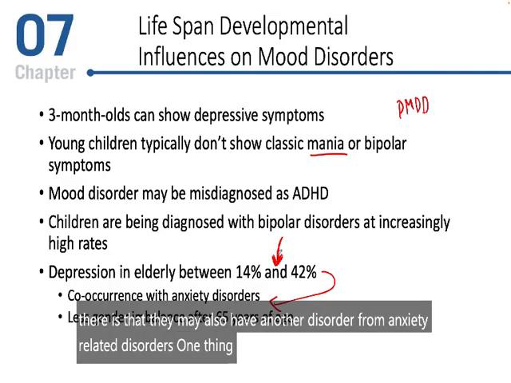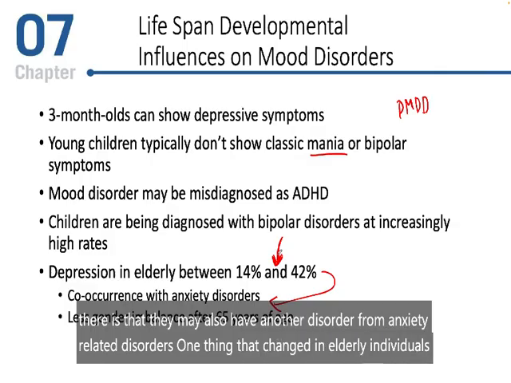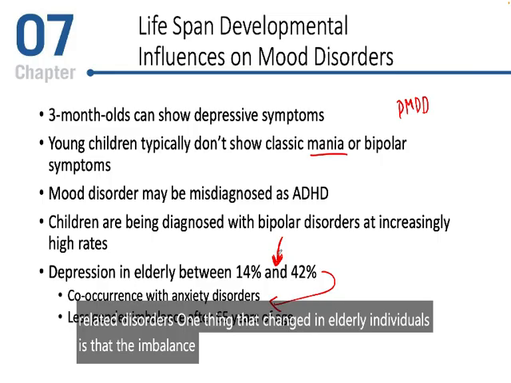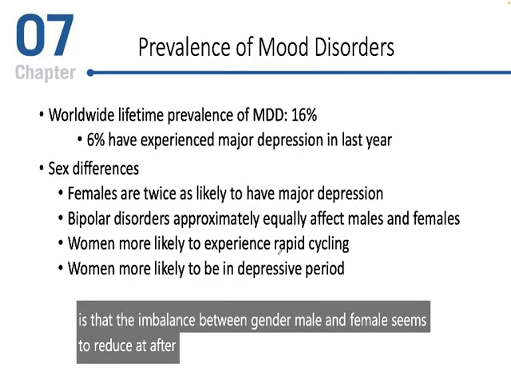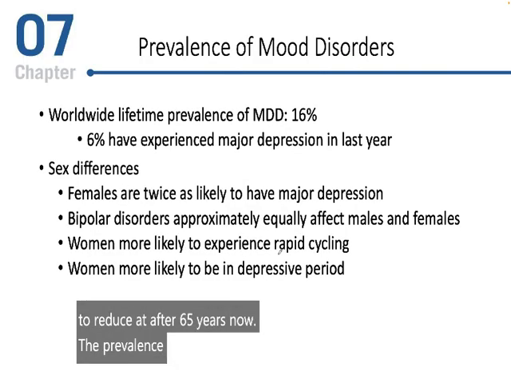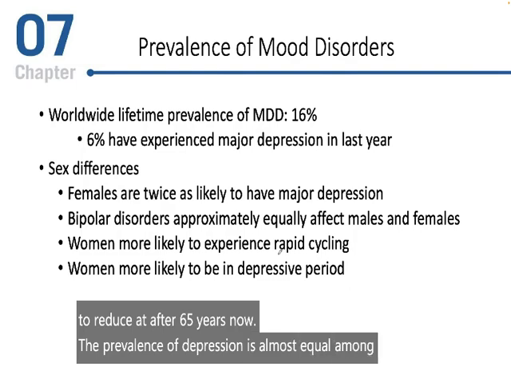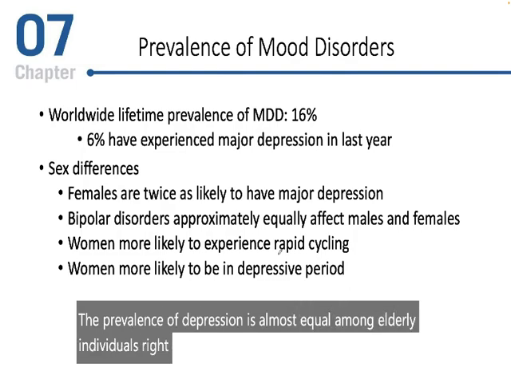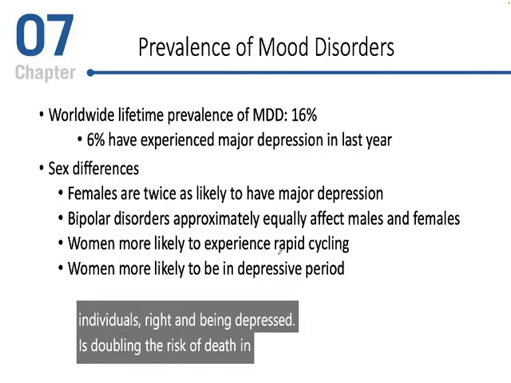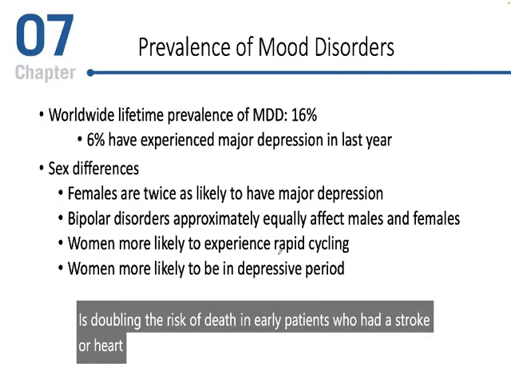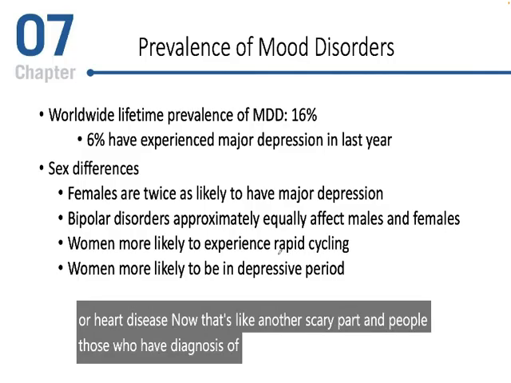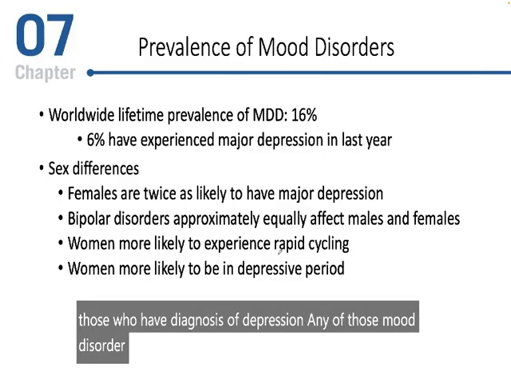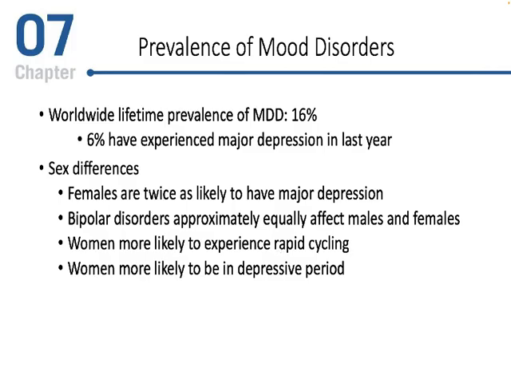One thing that changed in elderly individuals is that the imbalance between genders, male and female, seems to reduce after 65 years. Now, the prevalence of depression is almost equal among elderly individuals, right? And being depressed doubles the risk of death in elderly patients who had a stroke or heart disease. Now, that's another scary part. People who have a diagnosis of depression, any of those mood disorders, increase the chance of dying sooner by double.